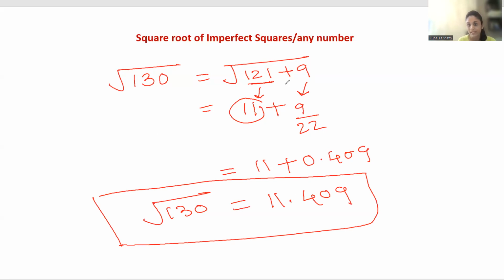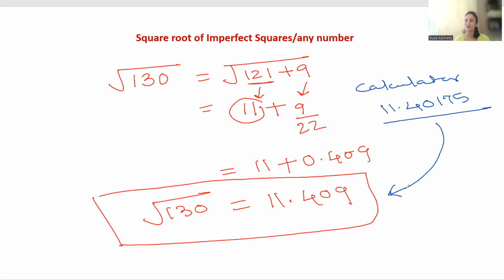So it may not give the exact number. It will be slightly different only in terms of the decimal places, up to the second decimal place. By using the calculator, you're getting 11.40175, which is very, very close to what we have got. Similarly, you can try one more example.